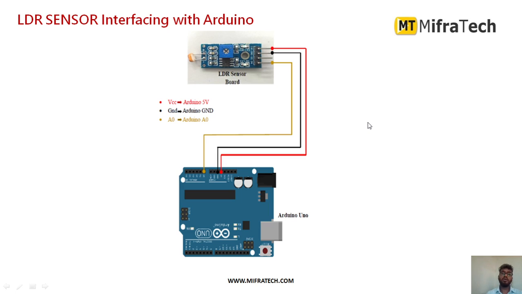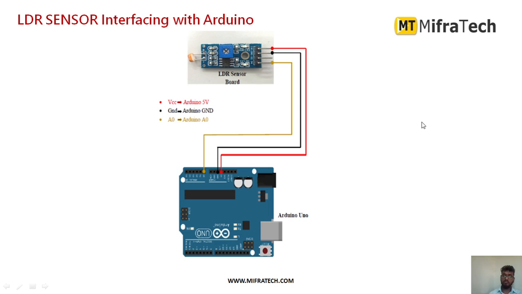So as I told earlier itself, it has mainly 4 pins: a ground, VCC, analog output and digital output. So in this example I am using only the analog output, and so I am not connecting digital output here. So as you can see, VCC I have provided to 5 volts power supply of Arduino Uno, and ground I have connected to ground pin. So analog pin I have connected to pin A0 of Arduino Uno. So this is a simple connection in order to interface the LDR sensor with Arduino Uno.